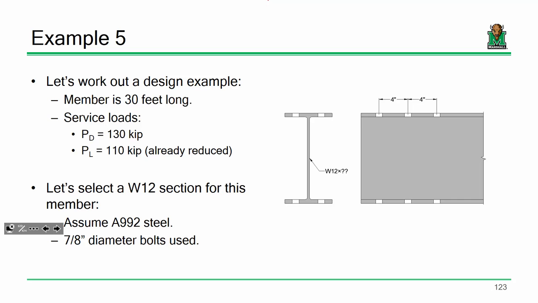All right, so we finally get to at least start a design problem. I'm sort of excited about that. We definitely won't finish it, but let's go into the problem a little bit. Let's explain what's going on. Okay, so we're going to do a design example. I'm going to design a member that's 30 foot long.